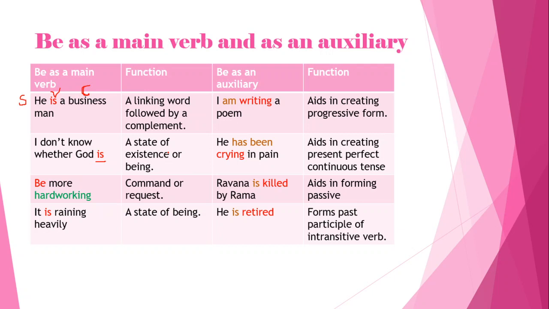In the next sentence, it is a bit confusing because you might think that here "hardworking" is the main verb, but it is not like that. Be is the main verb. Be more hardworking. Be is the state of being. You must be. That is the meaning. So "be more hardworking" means it is a state of being. Here "more" is a determiner.